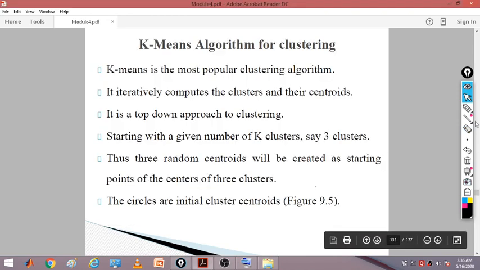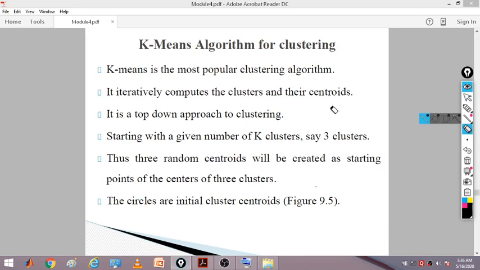Now we'll see how the k-means algorithm works. The k-means algorithm is the most famous algorithm, normally called a clustering algorithm. K-means is the most popular clustering algorithm. It iteratively computes the clusters and the centroids. Like we have seen previously, it continuously constructs the clusters and the centroids. This is a top-down approach technique.